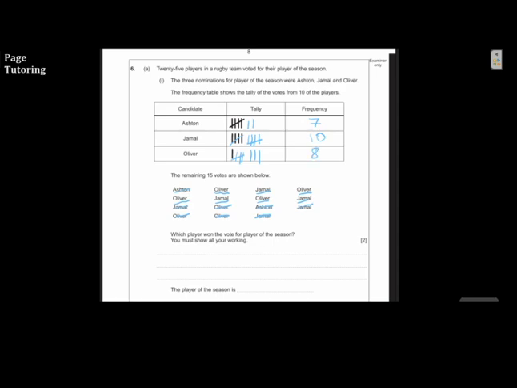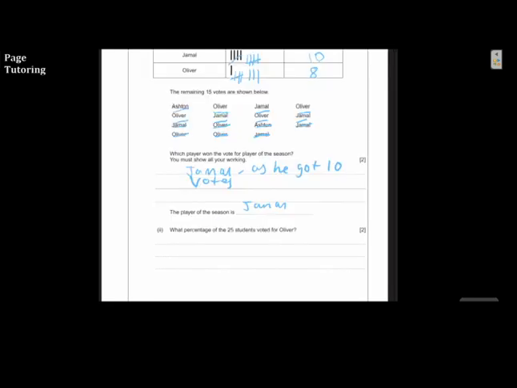So which player won the most votes? We can say Jamal, because he got 10 votes. And you must show all your working out, but we've got our working out in this table here. So we could even say, so our final answers go here, as he got 10 votes. So moving on to 6a.